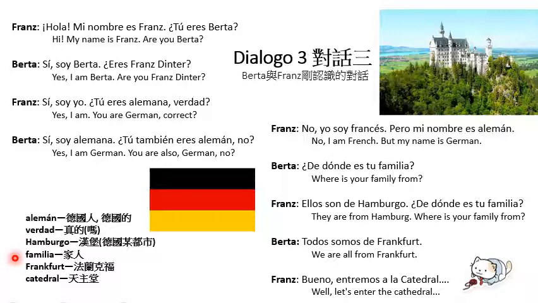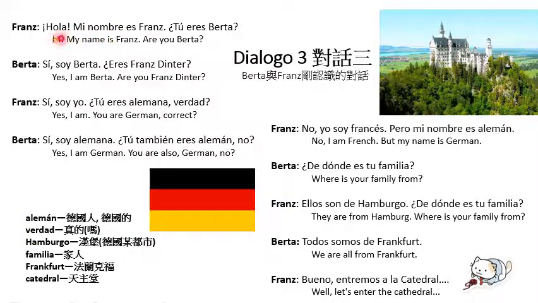Familia, familia. Frankfurt, Frankfurt. That's another city in Germany, right? A city in Germany, huh? Catedral, catedral. Right? All right, so practice saying those vocabulary words. You should at least know familia and verdad, right?